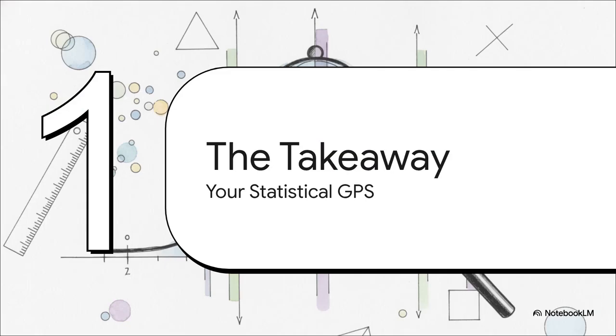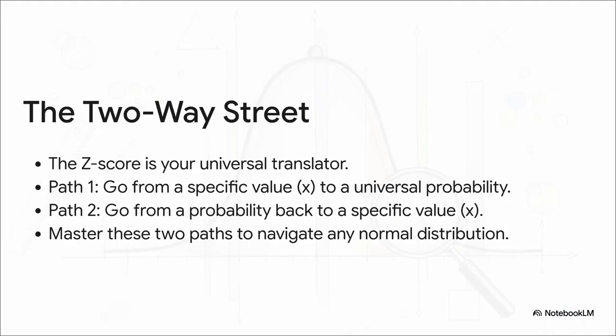So when you put it all together, what's the big idea here? What's the takeaway? I want you to think of standardization as your own personal statistical GPS. It's this amazing system that lets you pinpoint any data point on any bell curve and understand exactly where it stands in relation to everything else. And the key here is to see this whole thing as a two-way street. The z-score, that's your universal translator. Path 1 takes you from a specific value to a universal probability. Path 2 takes you from a universal probability right back to a specific value. If you can master traveling both ways down this street, you're golden.